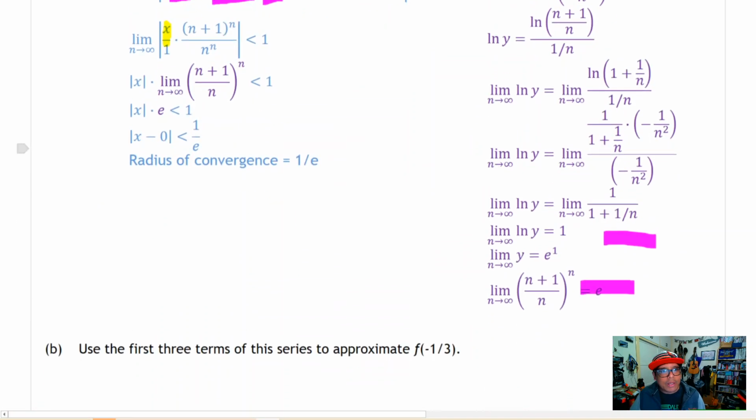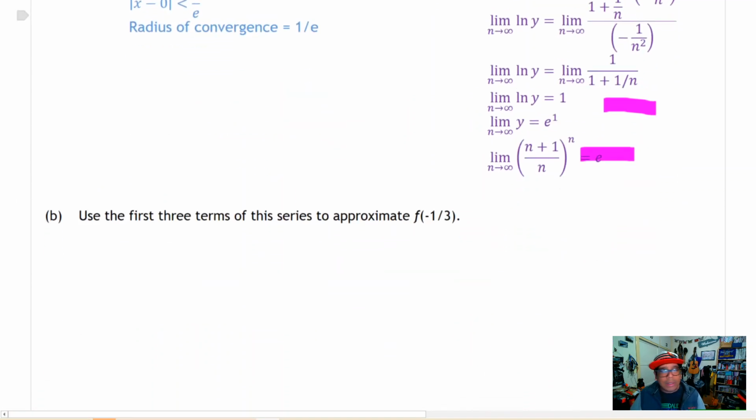Okay, let's take a look at the next problem in this number 14, and it says to use the first 3 terms of the series to approximate f of negative 1/3. Now, negative 1/3 is in the interval of convergence, so you may want to check that, but it is. So we can just use the first 3 terms of the series, and if we substitute negative 1/3, we'll get an approximation for f.